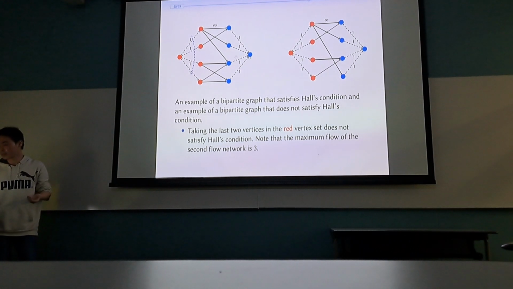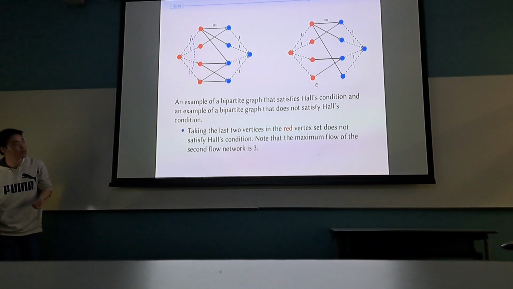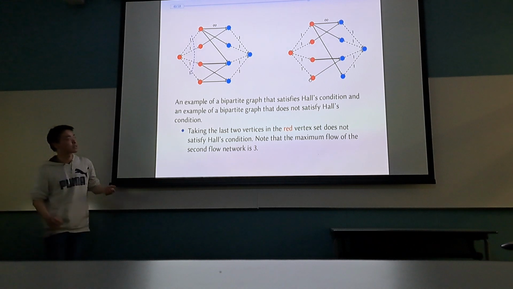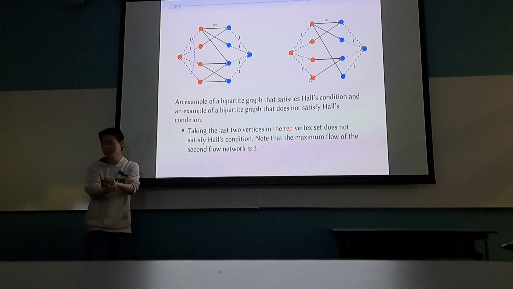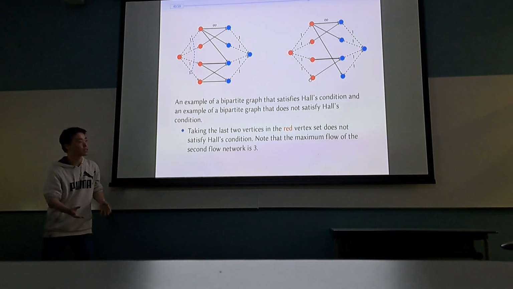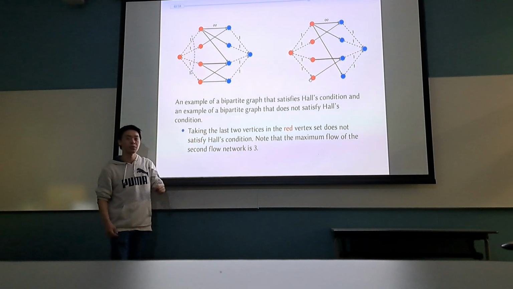Because if you look at these 2 sets here, what you'll notice is that they are only connected to one vertex. And so if you're trying to find a perfect matching, only one of these vertices will be matched. You can't have both of the vertices matched.